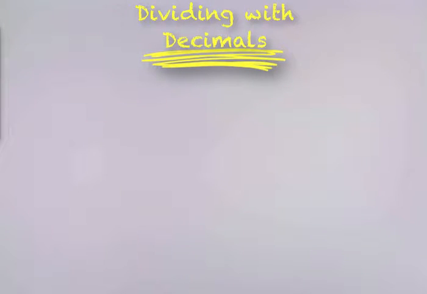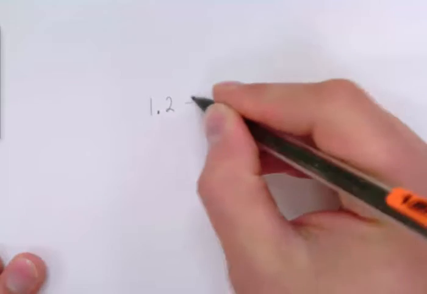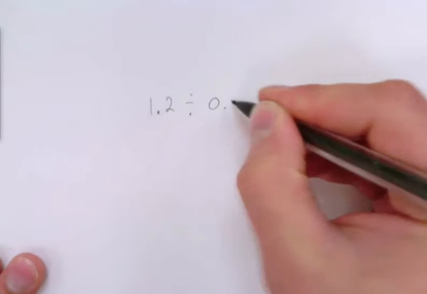In today's lesson, we are going to learn how to divide decimals. So we're going to start off with a more simple example and then work our way up. And I'm going to explain how this works. So let's look at 1.2, and we want to divide that by 0.3.